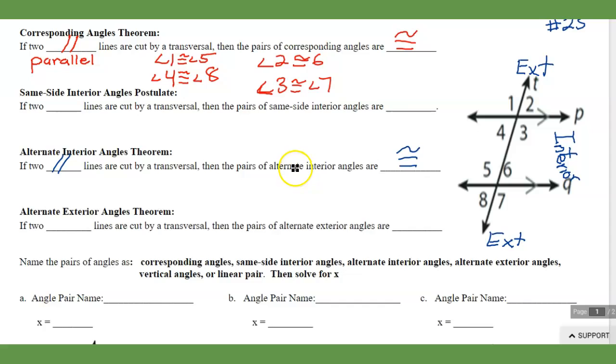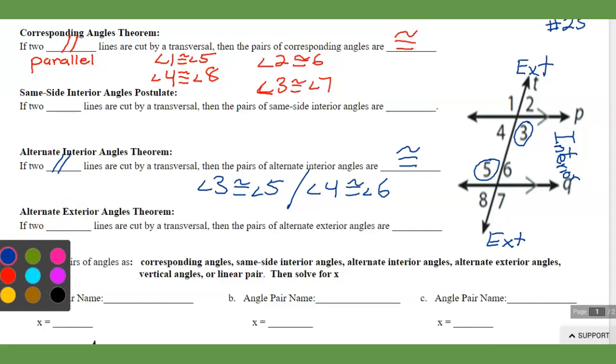All right. And alternate means you have two options. Are they on the same side of the transversal or opposite, or alternating, sides of the transversal? So when we say alternate of what, that's the transversal. So different sides of the transversal on the interior would be 3 and 5. Okay. And then also 4 and 6.